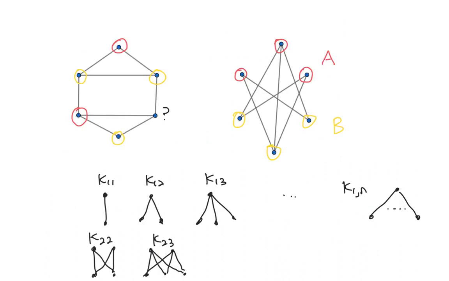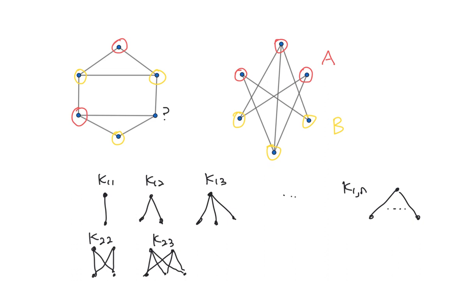So for example, if we look at the graph we had seen in the previous video and we look at its complement, we see that the complement is bipartite. If I separate the top three vertices into one group called A and the bottom vertices in a group called B, I see every edge runs from a vertex in A to a vertex in B.